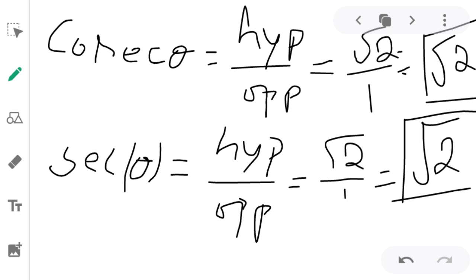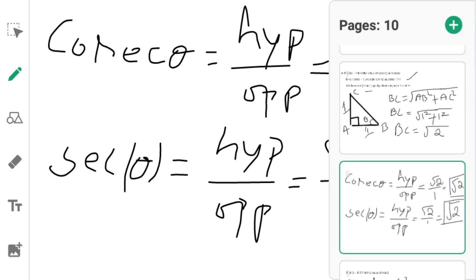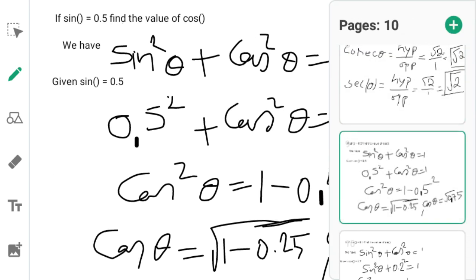Here we have to observe that both cosecant and secant are equal in value when the value of cot theta is 1. When tan theta is 1, sin and cos are equal. When cot theta is 1, cosecant and secant are equal in values.